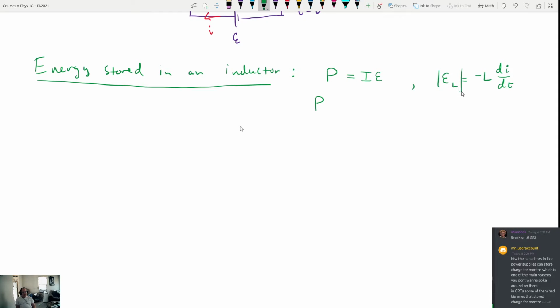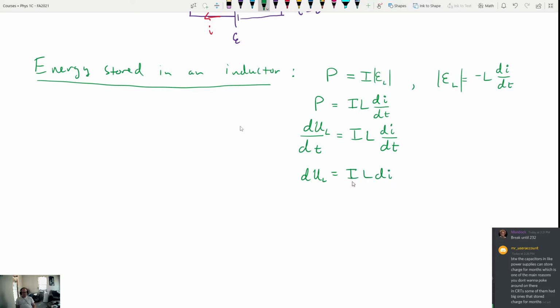If we just look at the absolute value of this, we can write it as i times L times di dt. We know that the power is the rate at which energy is being stored. If we think of the energy stored in an inductor as some type of potential energy that we call U sub L, then this is equal to iL times di dt. Then we can get rid of the dt's. So this just says dU_L is equal to i times L times di.